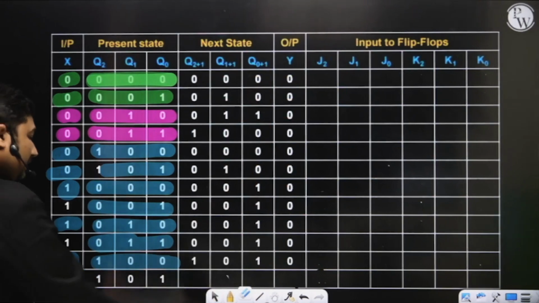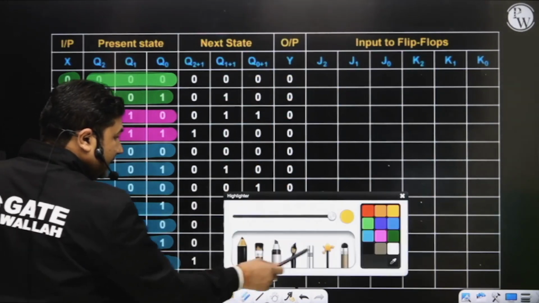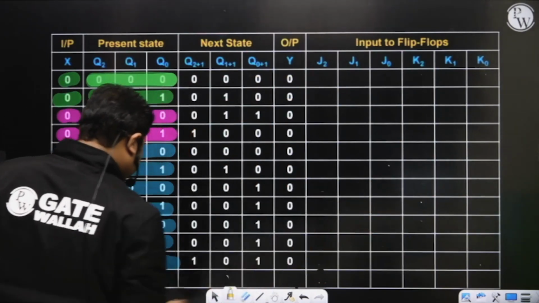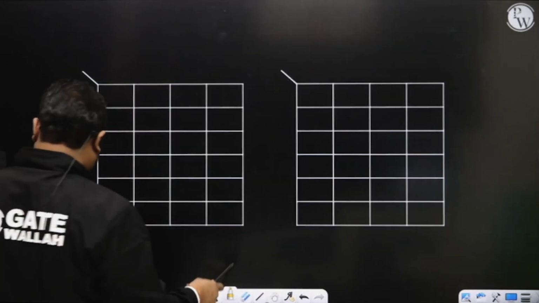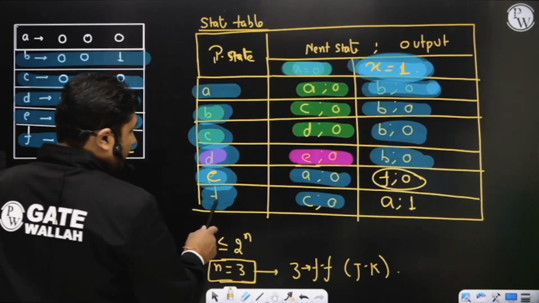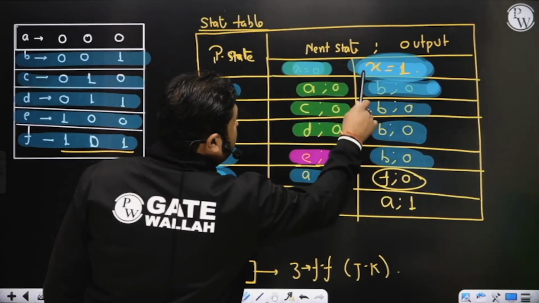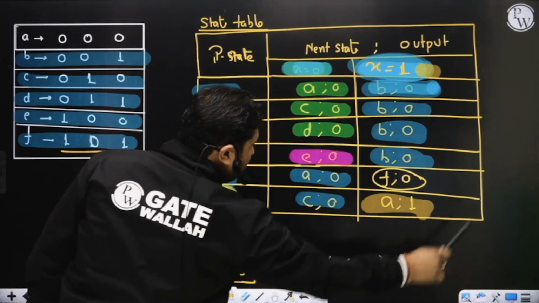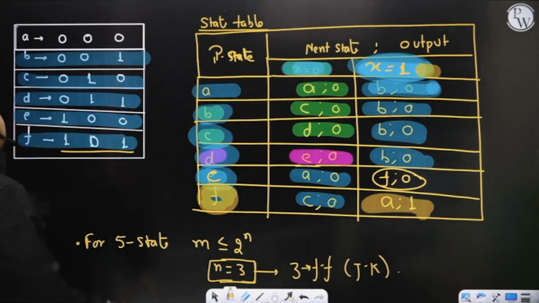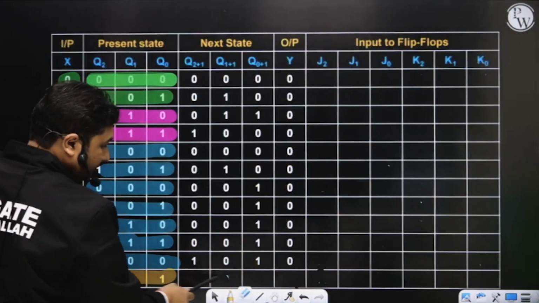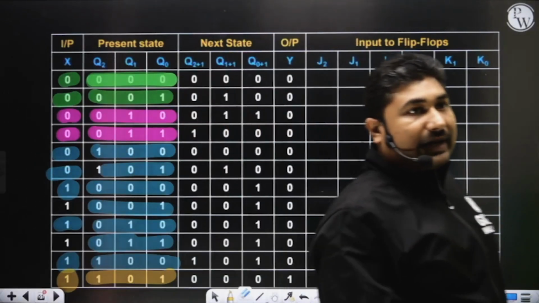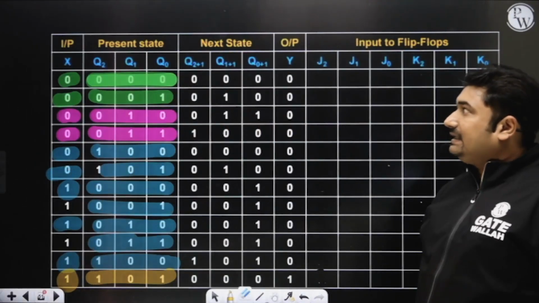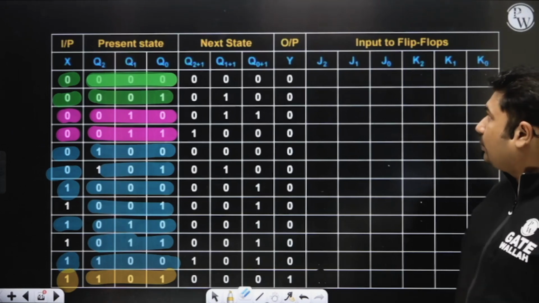Present state F, x is equal to 1. Next state A, output 1. A means 000 state, output 1. This is how we have to fill the present state, next state, and output Y. Is it okay?